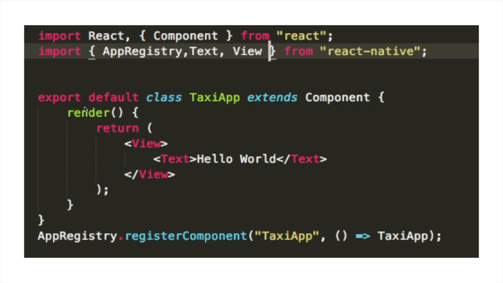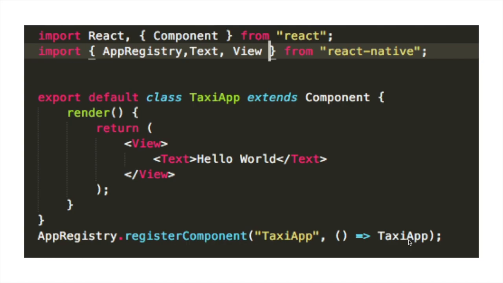Okay, so we are exporting a default class called TextApp, which extends from the Component package. And down here, as you can see, we have AppRegistry, and we are registering the component, this same class that we wrote here. Then we have a callback function, and we enter the TextApp again.